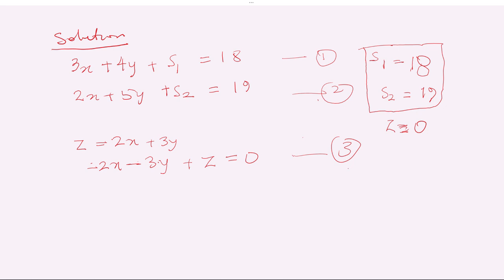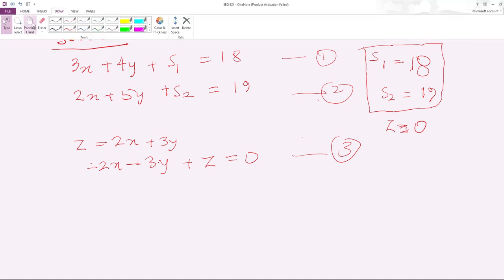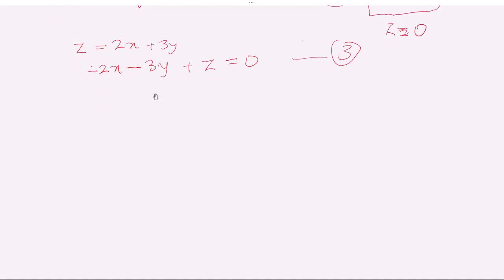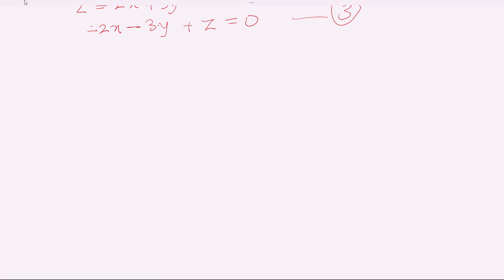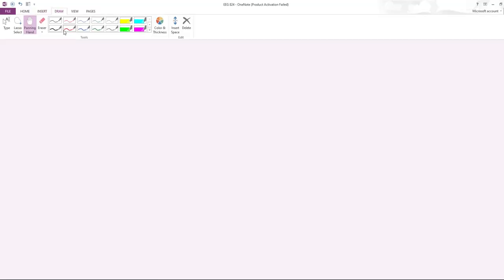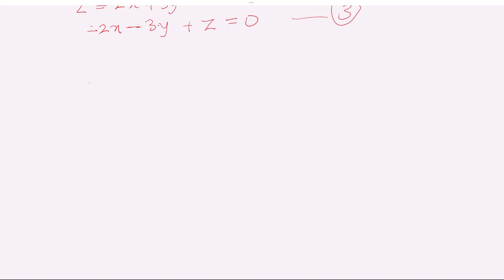Now we need to generate our own table that we are going to use to sort this out. So what do we know now? What are the variables that we have? We need to declare variables. So we have x, y, s1, s2, then we have z. Then we have the constant at the other side.